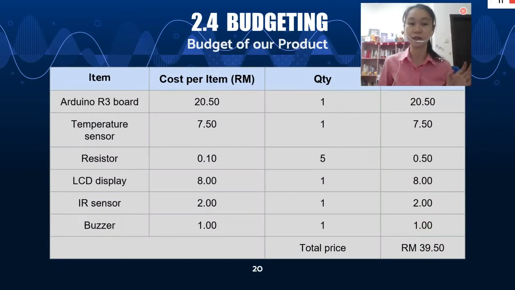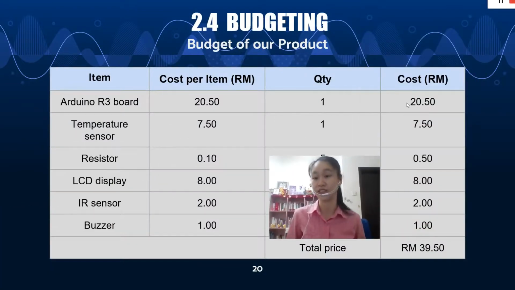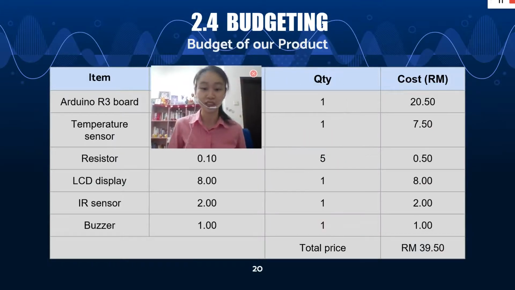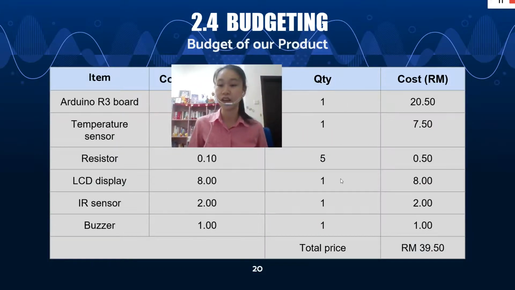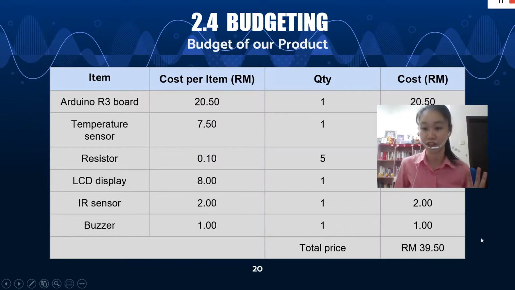Okay, so this is the budgeting. So we have budgeted that Arduino R3 board is around 20 ringgit and 50 cents, and then temperature sensor 7 ringgit 50 cents, resistor around 50 cents, and then LCD display around 8 ringgit, and then IR sensor around 2 ringgit, and buzzer around 1 ringgit. So in total is 39 ringgit and 50 cents, but then we are not sure yet. This is just an estimation.